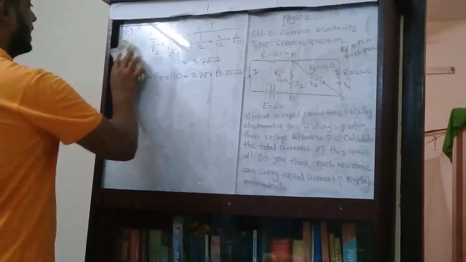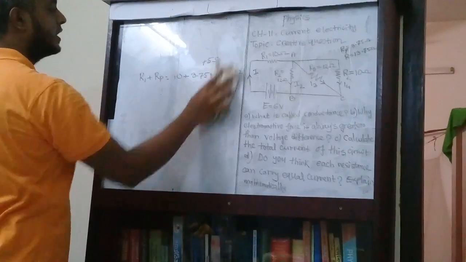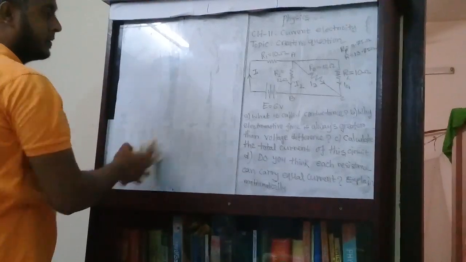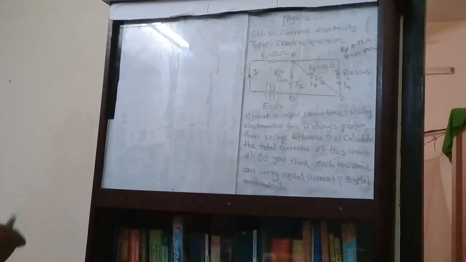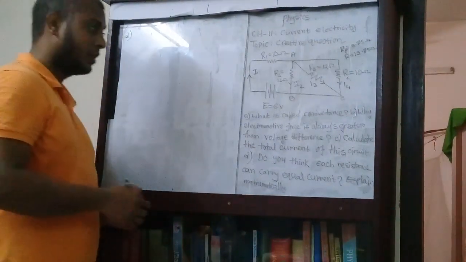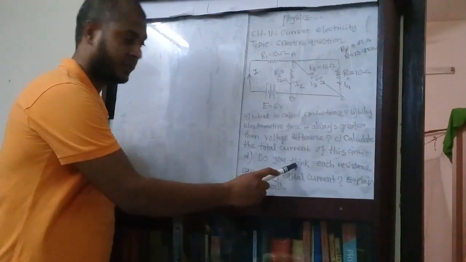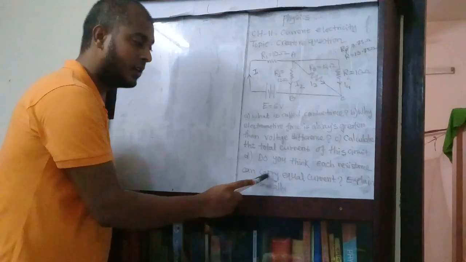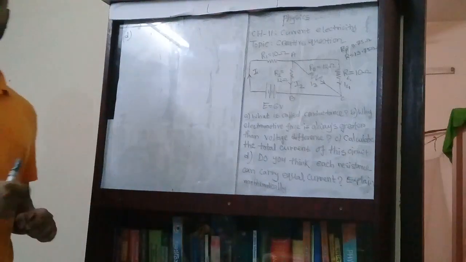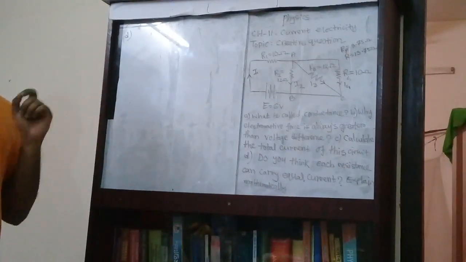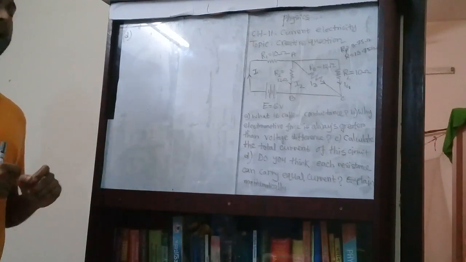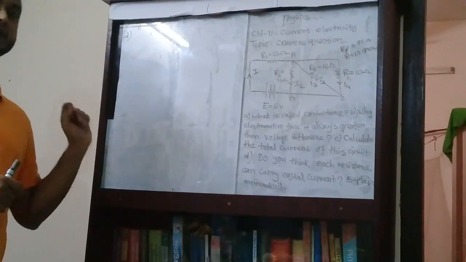Now, boys and girls, I'm going to solve my question number D. In question number D: do you think each resistance can carry equal current? Explain mathematically. So I need to find out the branch current as well as the current of each resistance of the circuit.